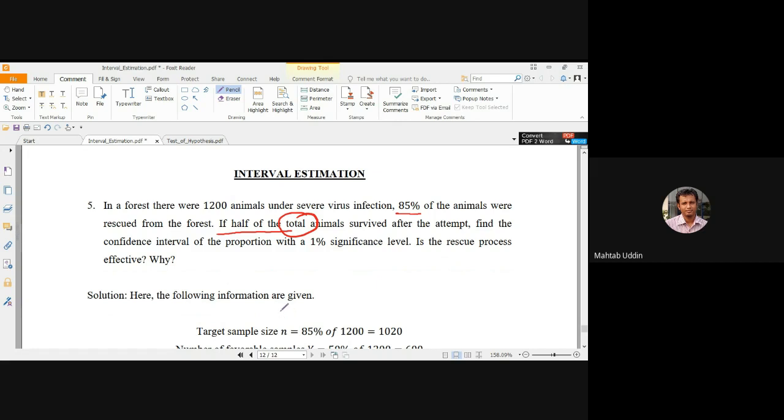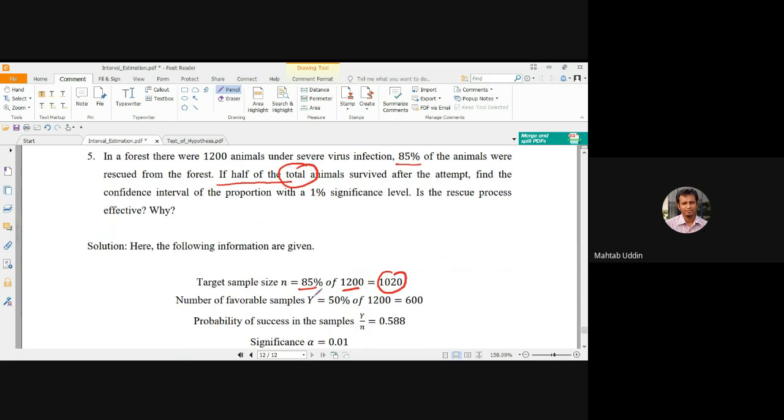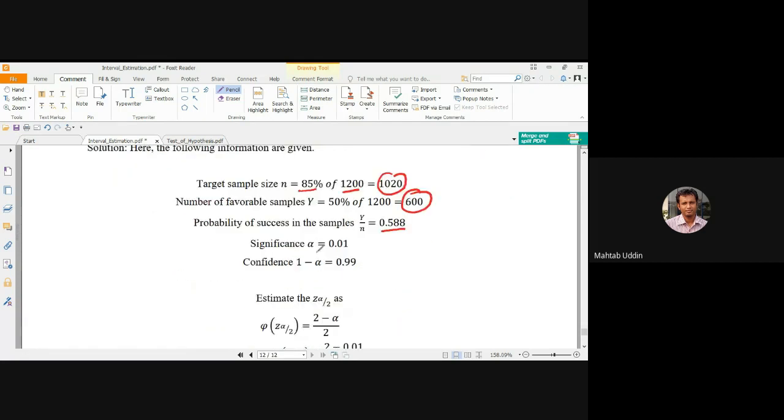ওকে, থ্যাংক ইউ। So the n is 85% of 1200. This is 1020. But the number of favorable outcomes, that is the favorable samples, is 50% of total. It is 600. So the sample proportion is y by n. The rate of success in the sample is y by n. This is 0.588. So significance is given as 1.